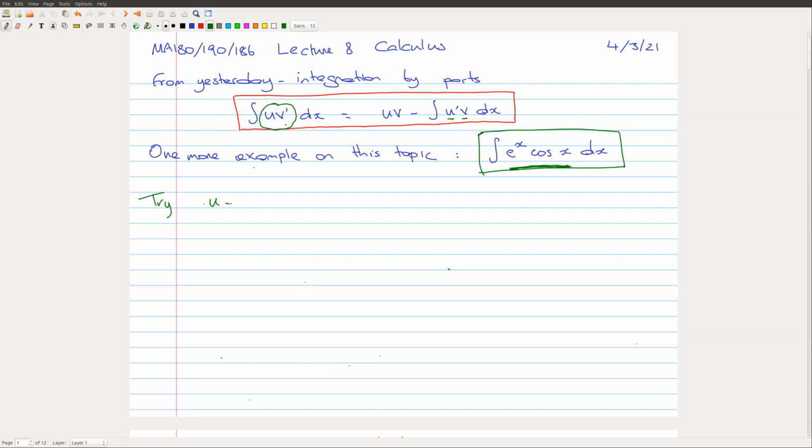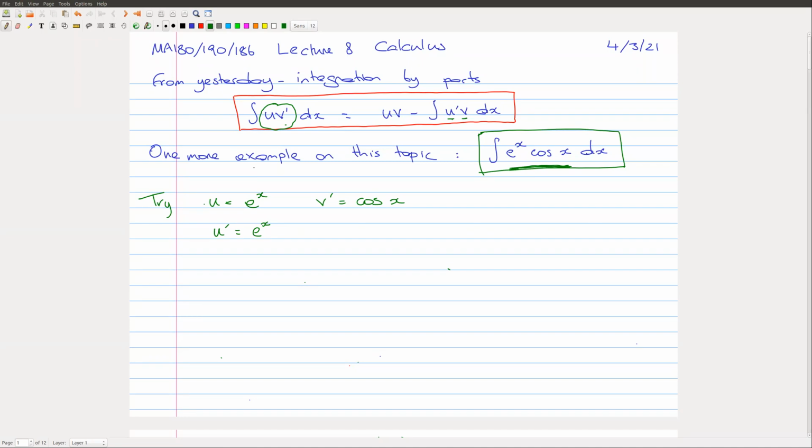Let's put u equal to e to the x and v dash equal to cosine x. Those are the two factors in our problem. To apply the technique, we need to write down u dash, but that's an easy job in this case. U is e to the x, so its derivative with respect to x is just e to the x as well.